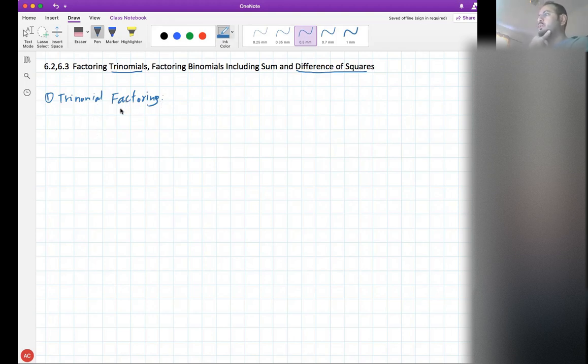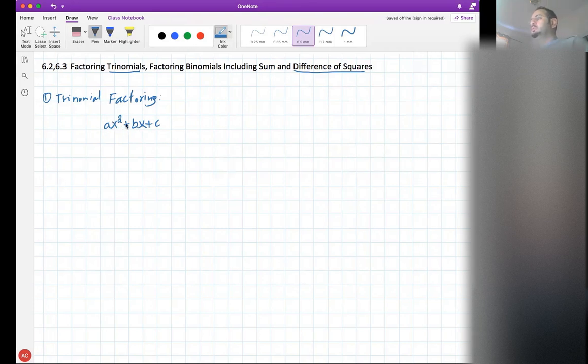So a trinomial has three terms, of course, and mostly we're going to be seeing trinomials with second degree and sometimes third degree. The second degree will look like this: some ax to the second plus bx plus c. So this is a trinomial of second degree. So this is the standard form of all trinomials with second degree.